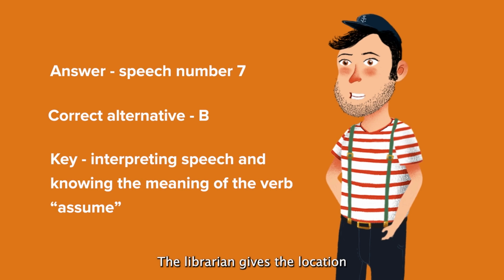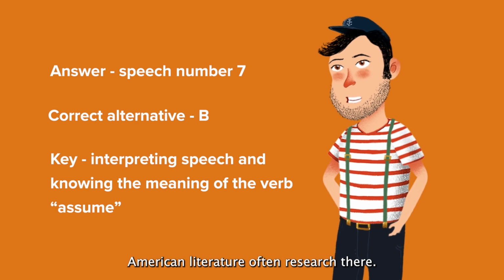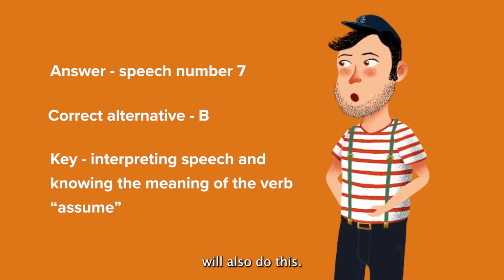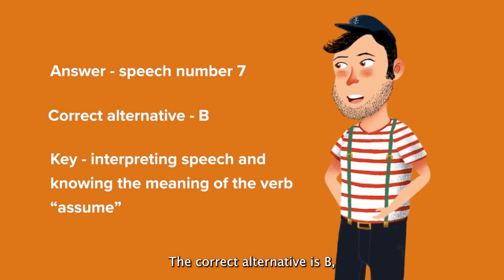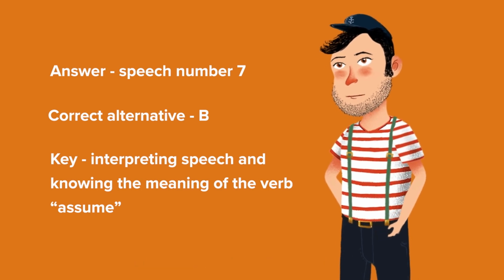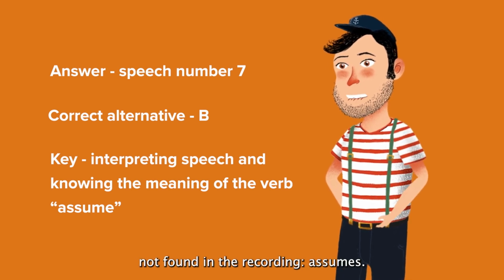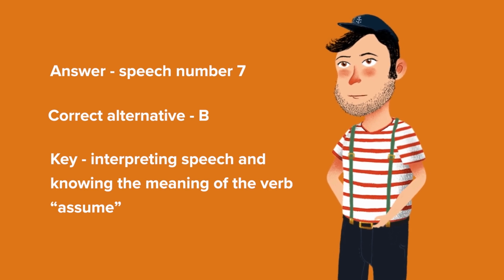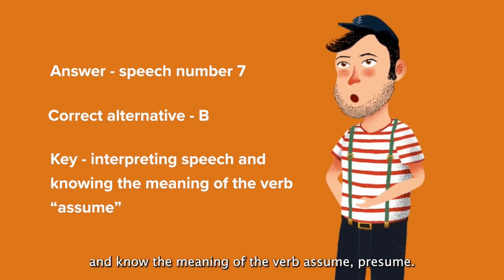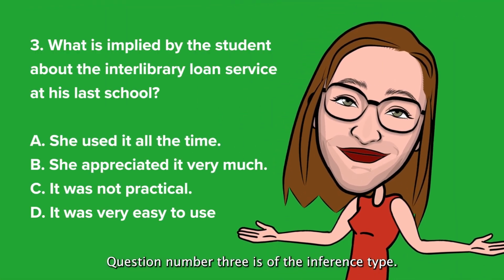The librarian gives the location of the history section because he knows that other students studying Latin American literature often research there. So, he deduces that this student will also do this. The correct alternative is B. He assumes that she will be interested in that section. The answer presents an interpretation of the librarian's speech and uses vocabulary not found in the recording: assumes. To identify the right answer, the candidate also needs to interpret the speech and know the meaning of the verb assume, presume. Question number 3 is of the inference type.